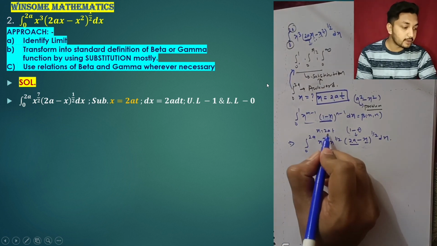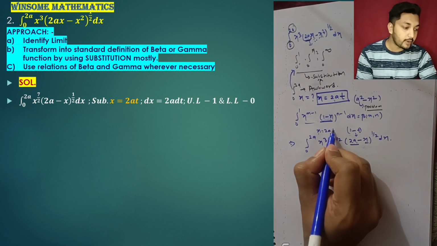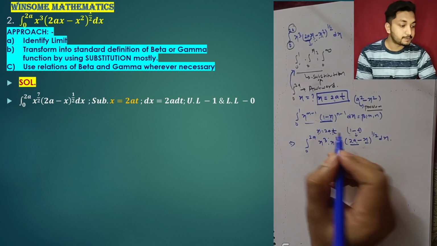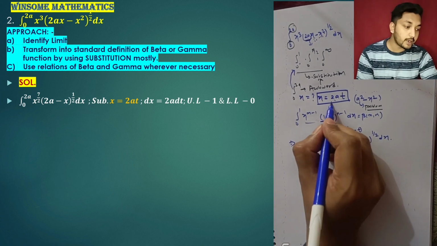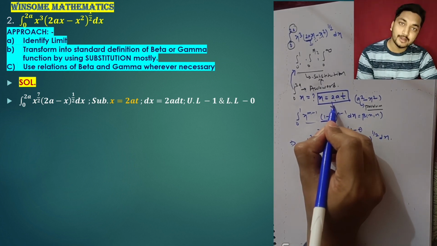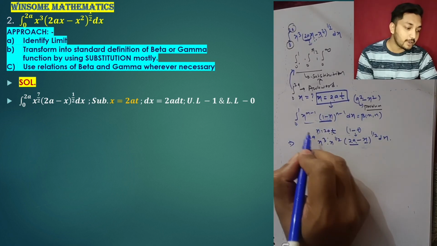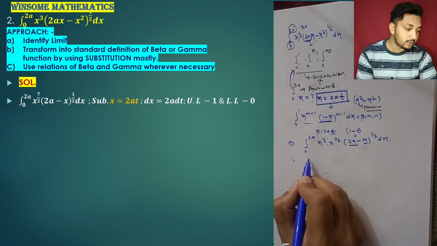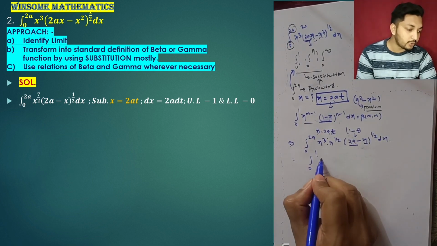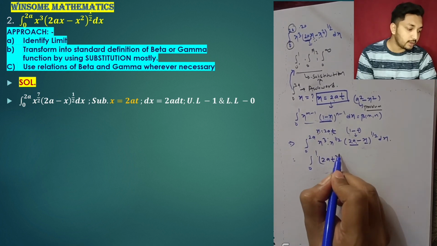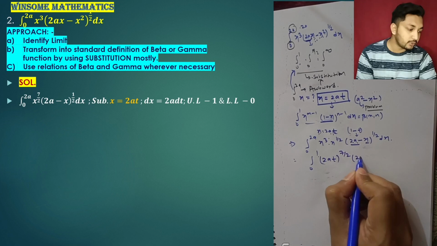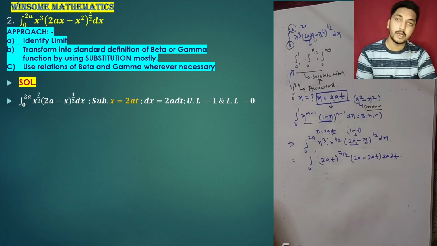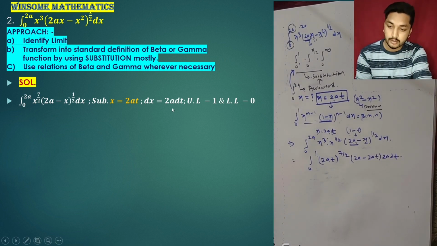Why? Because when x is equal to 0, t is equal to 0. When x is equal to 2a, 2a cancelled and t is equal to 1. So when we substituted, we automatically come across the magical thing that we don't have to worry about the limit. It automatically gets transformed from 0 to 2a to 0 to 1. And that is equal to the integral from 0 to 1 of (2at) to the power 7 by 2, and this is (2a minus 2at), and this is 2a dt. Clear? Very clear, because dx is equal to 2a dt here.